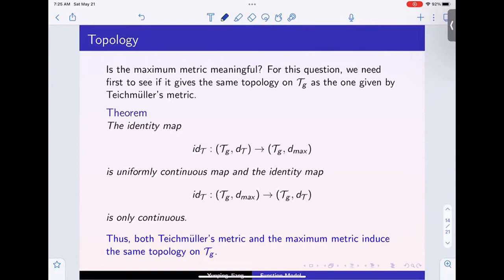But the inverse of this one, that is, the identity map from the Teichmüller space with the maximum metric to the Teichmüller space with the Teichmüller metric, is only continuous. So one side is uniformly continuous, and the other side is only continuous. However, they introduce the same topology, right? Because the identity map is continuous both ways. So they introduce the same topology.